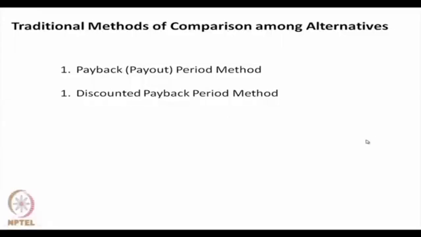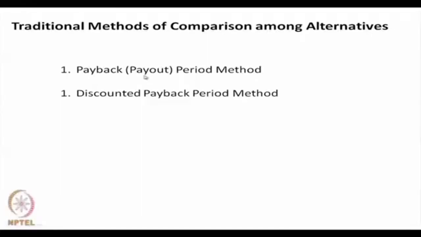Now, up to now we have discussed in fact 5 methods: the present worth cost comparison method, the equivalent annual cost comparison method, internal rate of return method, external rate of return method, and now we discussed the capitalized worth cost comparison method. Now, all these methods consider time value of money.